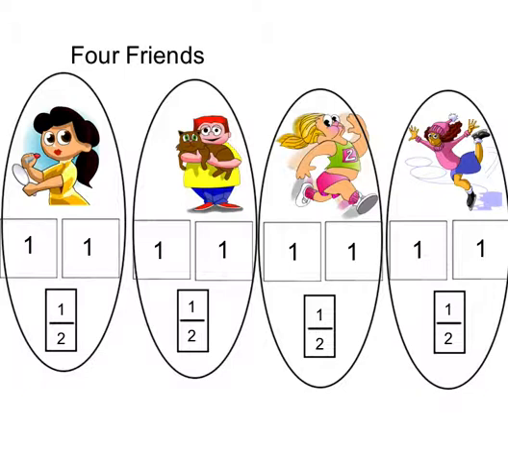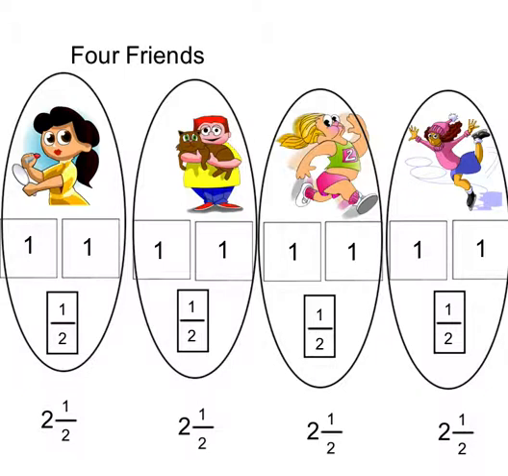So how do we show that in numbers? Each friend has 2 whole pieces and 1/2 of a piece. Those are called mixed numbers or mixed fractions, because we have a whole number and then a partial number, 1 out of the 2 pieces that made the whole. So 2 and 1/2. That's how you would say those numbers.